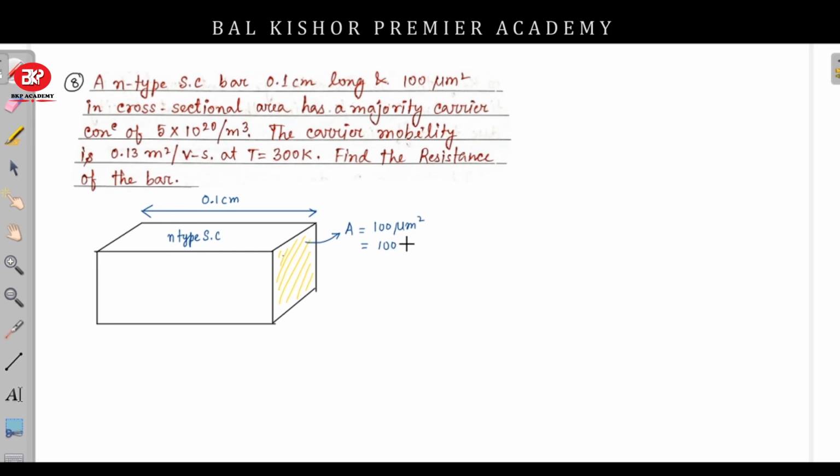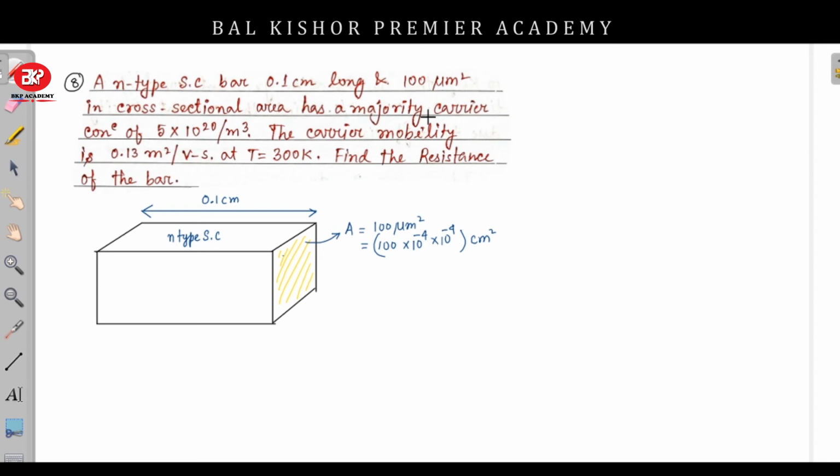So it will be into 10 to the power, माइक्रोमीटर को अगर सेंटीमीटर में कन्वर्ट करना है, so it will come out 10 to the power minus 4, और उसके साथ 10 to the power minus 4 because there is a square. So it will come out to be 1 centimeter square. और ये माइनस साइन होंगे. So this is the area.